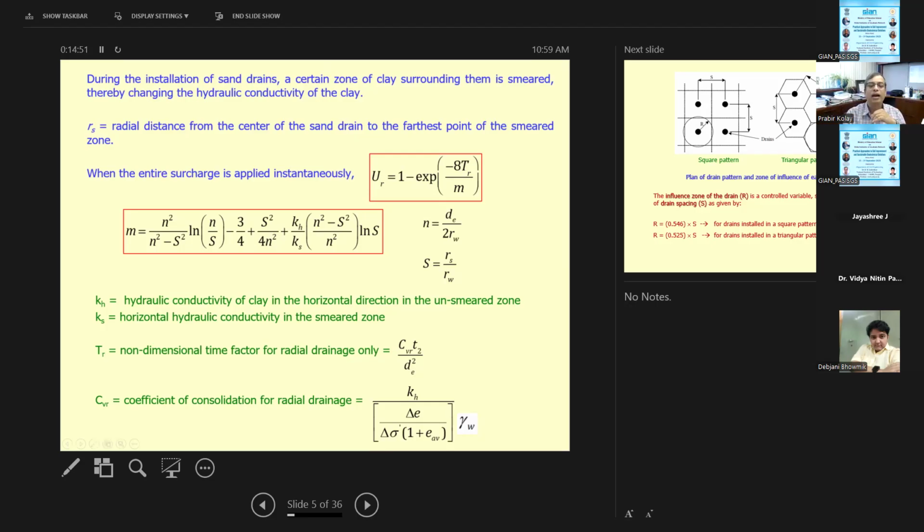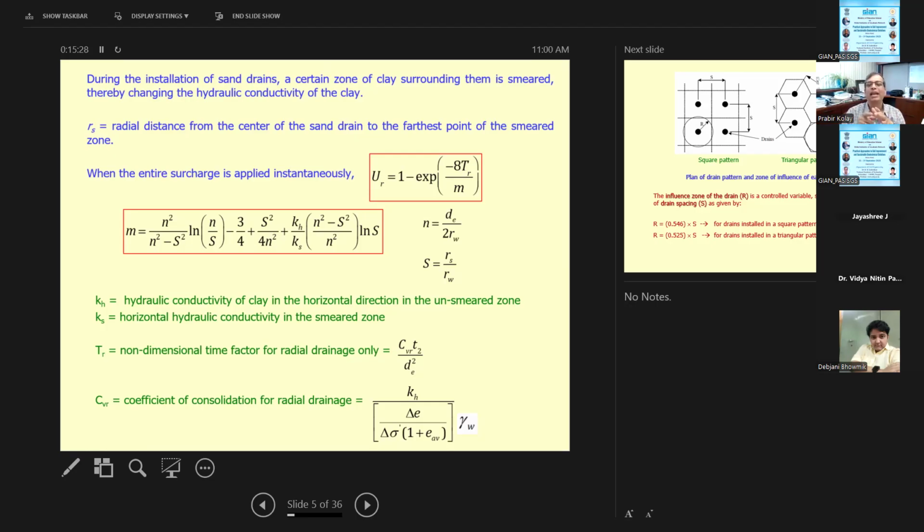Okay? So here, at the degree of concentration, R, you see, is 1 minus e to the power minus 8 times T by m, where m is given by this equation, n squared divided by n squared minus 1, times a term in S. Here n is equal to dE, the equivalent diameter, divided by 2 times Rw, where Rw is the radius of the sand well, okay? And for S, you can calculate it as RS by RW.